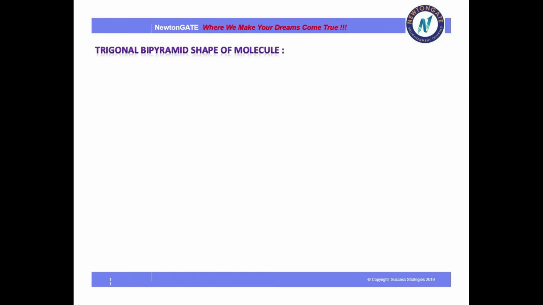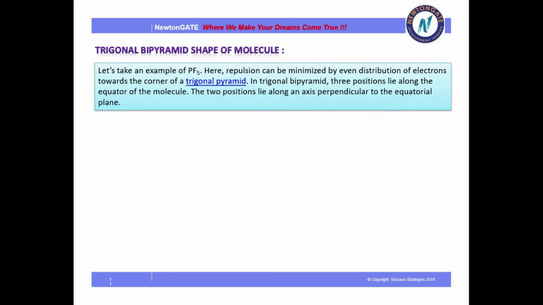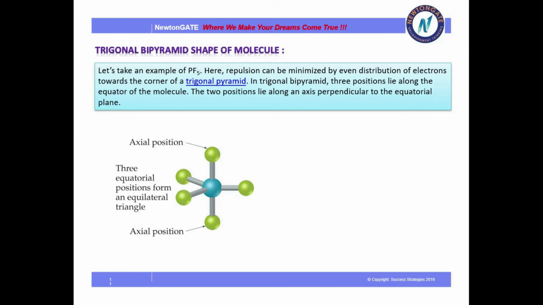Next, trigonal bipyramidal shape of molecule. Okay, let's take an example of PF5. Here, the repulsion can be minimized by even distribution of electrons towards the corners of the trigonal bipyramid. In the trigonal bipyramid, three positions lie along the equator of the molecule. The two positions lie along the axis perpendicular to the equatorial plane. In PF5, you can see these two axial and three equatorial positions, and the angle between axial and equatorial PF bond pairs is 90 degrees, and the angle between the equatorial PF bonds is 120 degrees. And here you can see which is the axial position and which is the equatorial position of this trigonal bipyramidal shape. Clear?